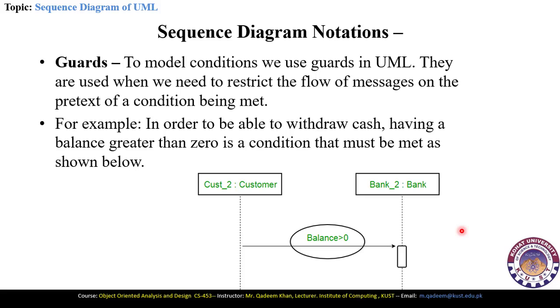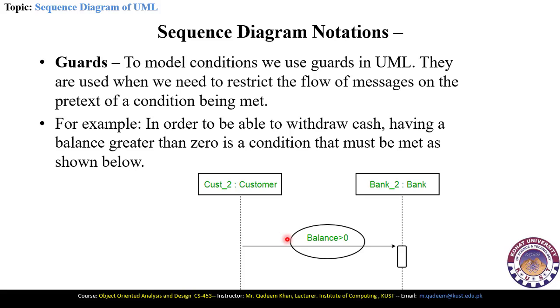And at the end we have the guards here. The guards usually represent certain conditions in UML, exactly like that. For example, if-else statements in programming represent conditions; we have the guard statements here represented with these symbols. So when we want to restrict the flow of a message on the pretext of a condition, that certain conditions are met, then we use the guards here.